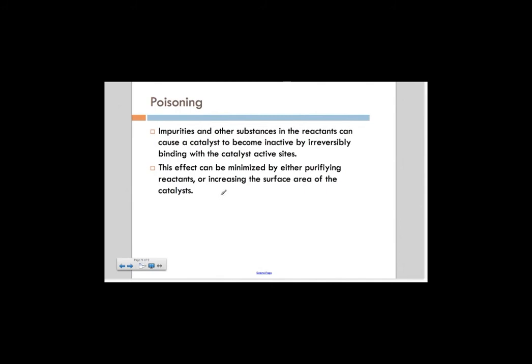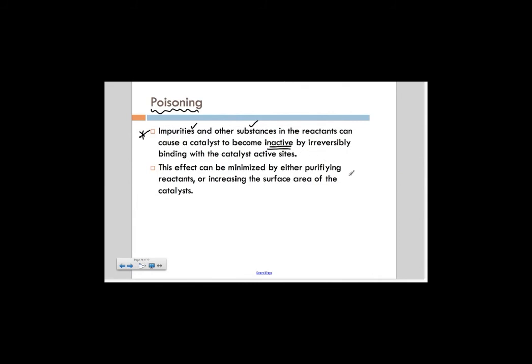And then the final effect that you need to keep in mind is this idea of poisoning, which I hinted at earlier. Here's our formal definition of what poisoning is: the reaction of your catalyst with either impurities or other substances that cause the catalyst to become inactive. How this usually happens is that these impurities will irreversibly bind to the active site on your catalyst and make it essentially inactive.